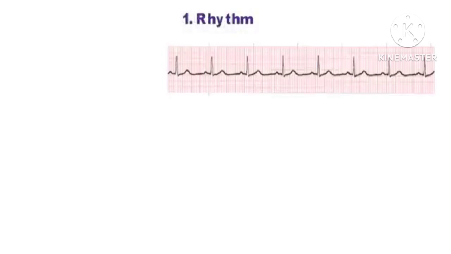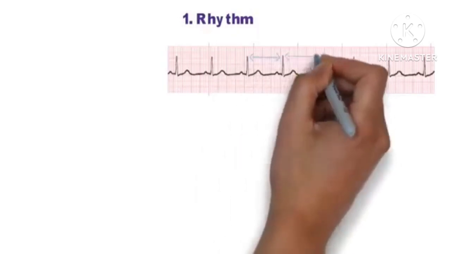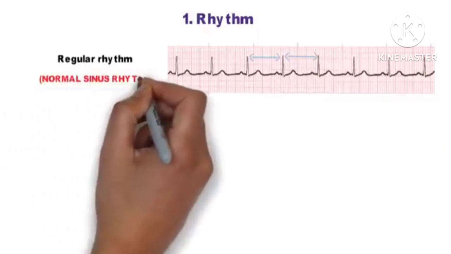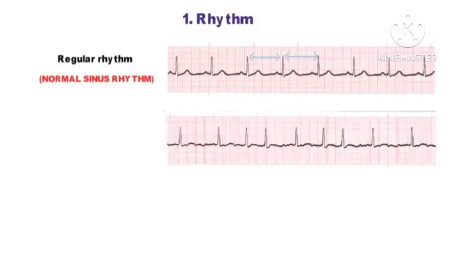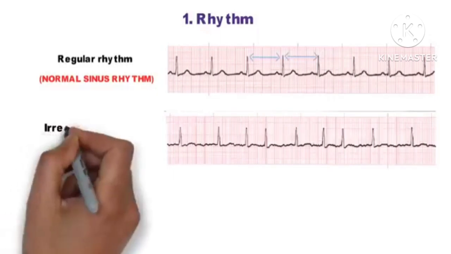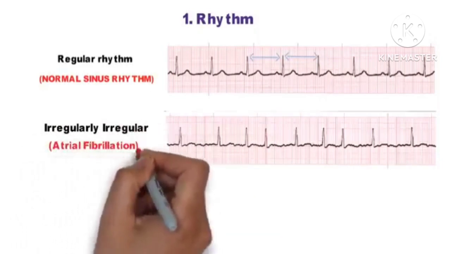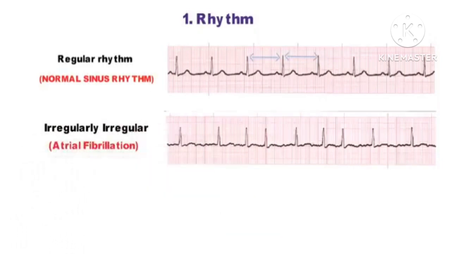Now step 1 is rhythm. To check the rhythm, we check the RR interval. As in this ECG, RR interval are equal and there is P wave before every QRS complex. So this is a normal sinus rhythm. In this second ECG, as you can see, the RR interval is not equal at any time and there is no identifiable P wave. The rhythm is irregularly irregular, which occurs most commonly in atrial fibrillation.